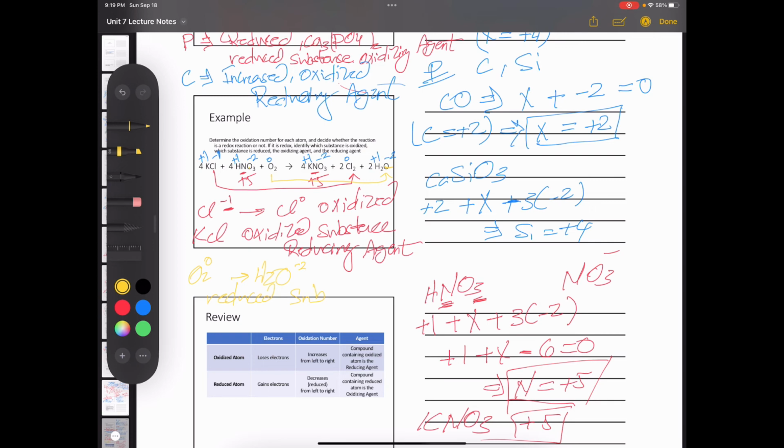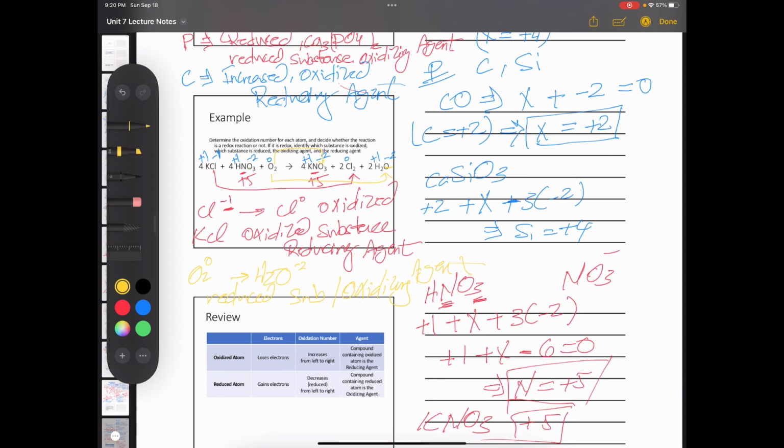Okay? And likewise with the oxygen in the nitrate as well. The oxidation number also changes from 0 to -2. So either the nitrate, the potassium nitrate, or the water, we would consider both changes as oxygen being reduced substance. So if you were to say oxygen 0 to potassium nitrate, that would also be considered correct. So oxygen in this case is the reduced substance, and it is the oxidizing agent. Okay?